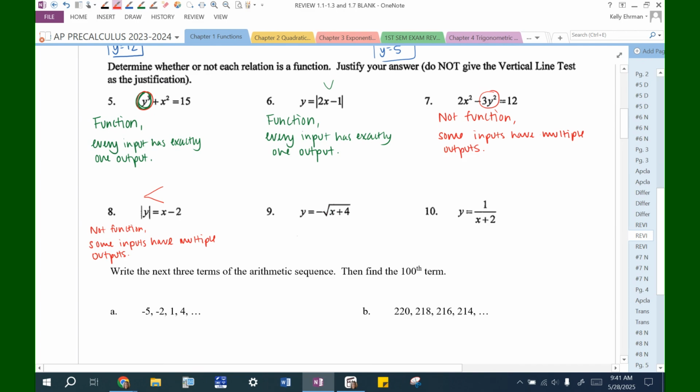If you have a square root already built into the function, like you didn't put it there, it didn't start out as a y squared, it's already a square root function, this graph would do something like this. So yeah, that passes the vertical line test. This is a function. And the reason is every input gives you a negative square root of whatever value. So every input has exactly one output.